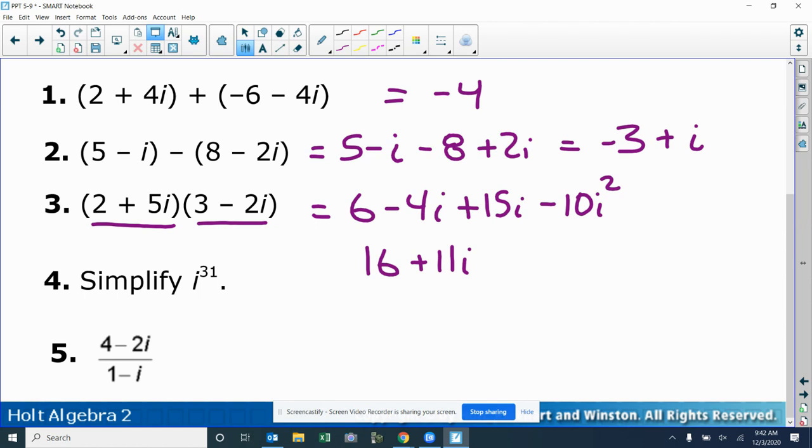i to the 31st power. Remember, we're looking at every set of 4. What's the closest multiple right under 31 of 4? Multiples of 4. 28, right? So basically, I can take 28 of those i's away, and I end up with i to the 3rd, which is negative i.